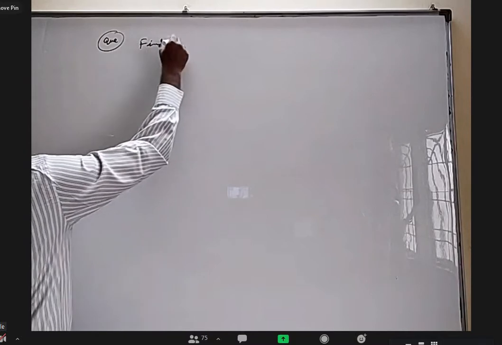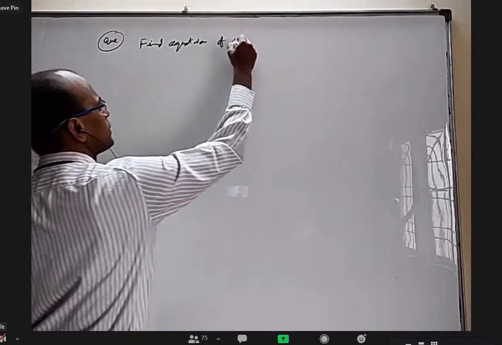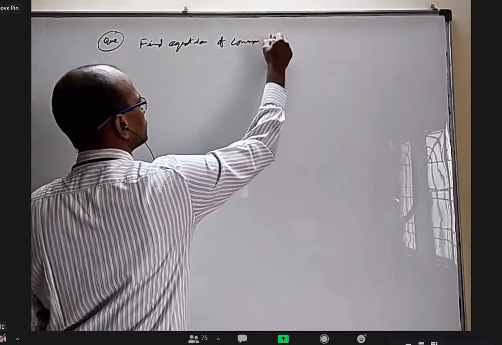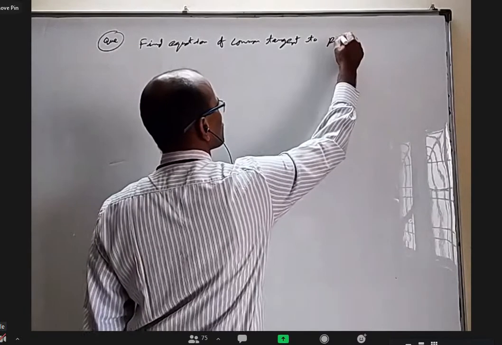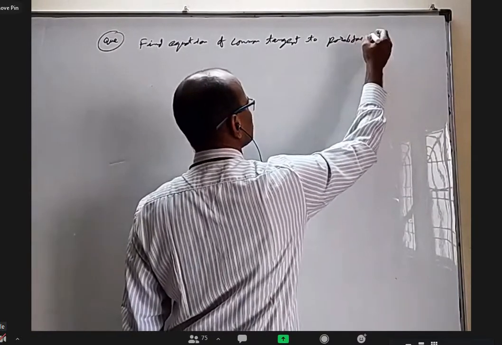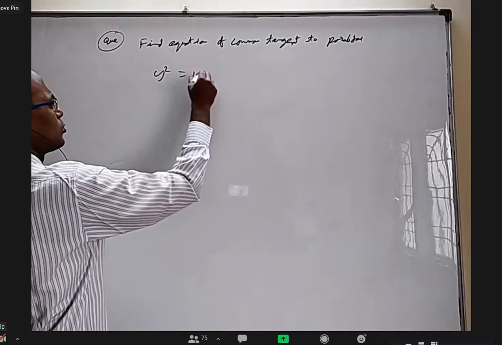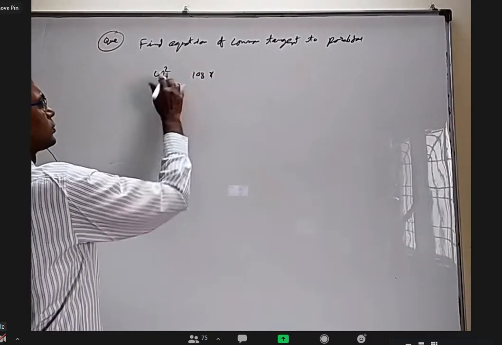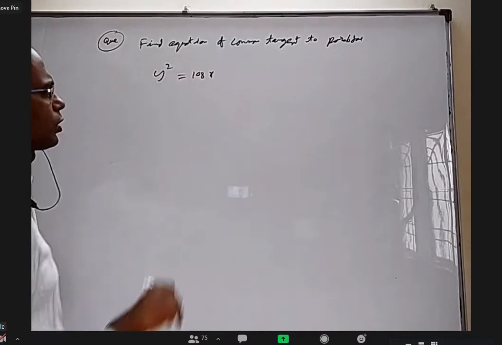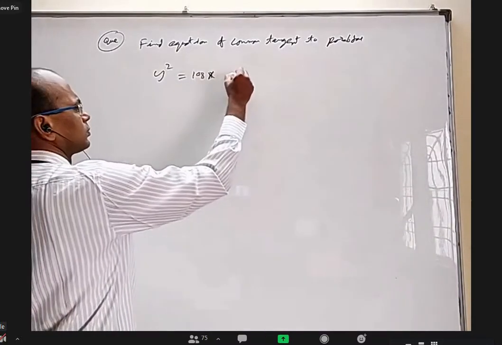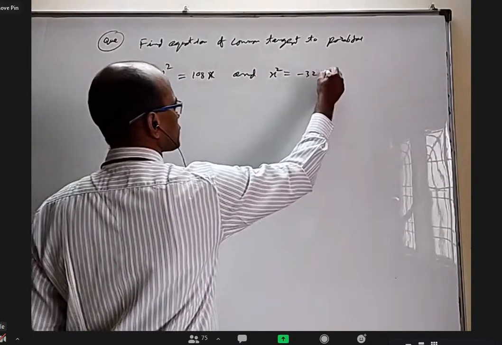Find the equation of the common tangent to the parabolas y square equal to 108x and x square equal to minus 32y.